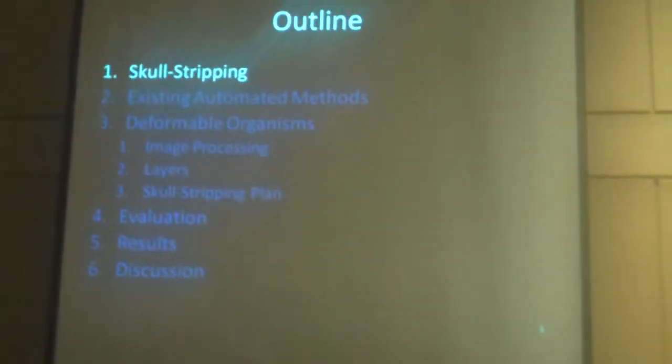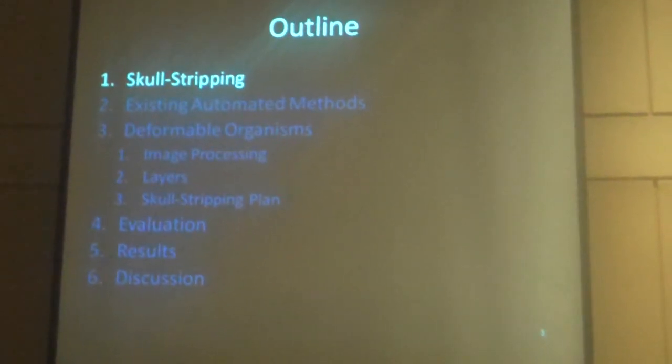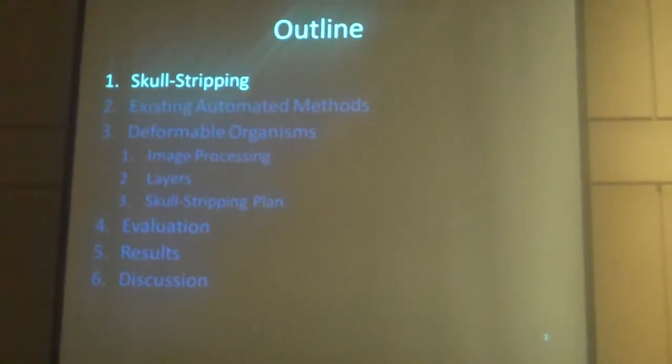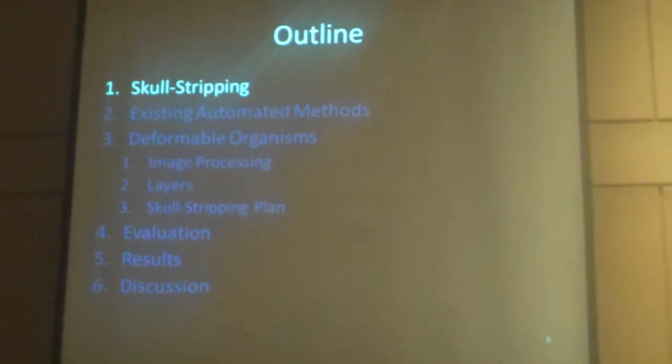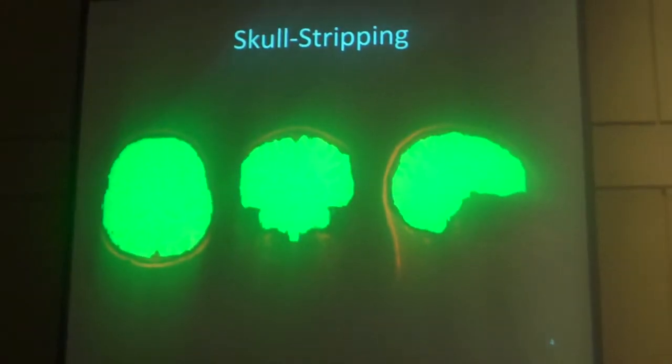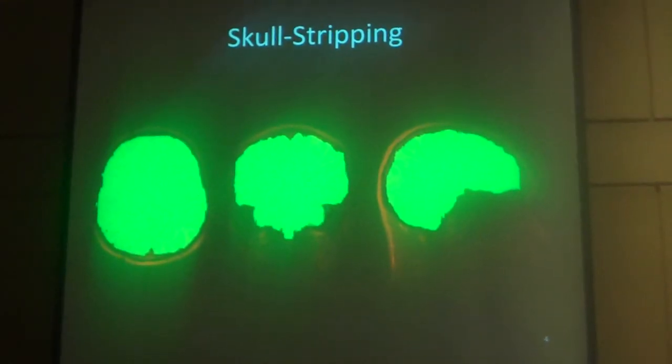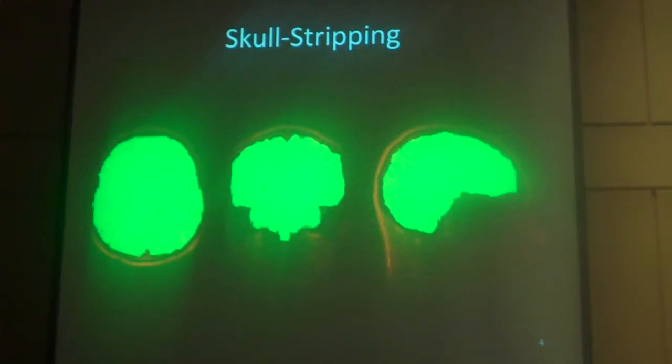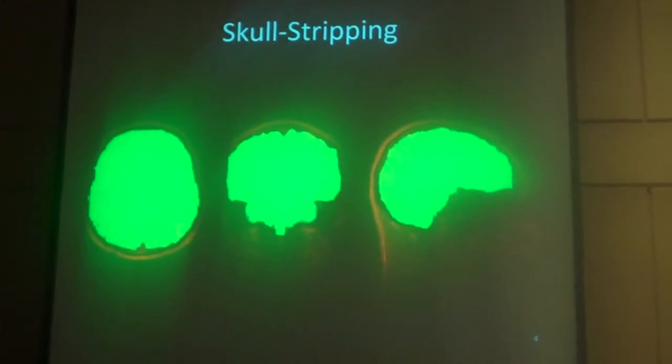I'll start with describing what skull stripping is, where it's used, and how it's traditionally done. Skull stripping is delineating the brain in whole head magnetic resonance images of the head. It separates the brain from the skull, skin, eyes, neck, and cerebrospinal fluid that surrounds the brain.